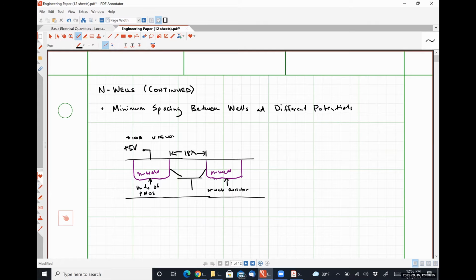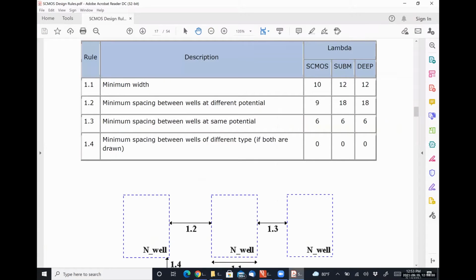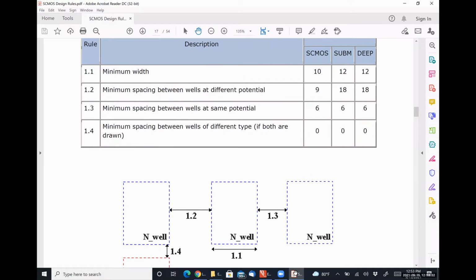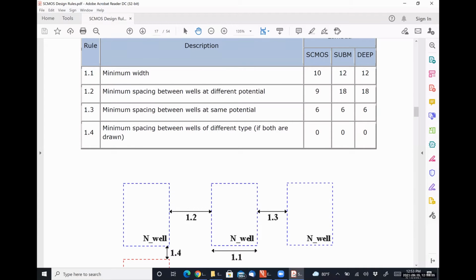All right. So if we look back at our design rules, the minimum spacing between wells at the same potential is 6 lambda.